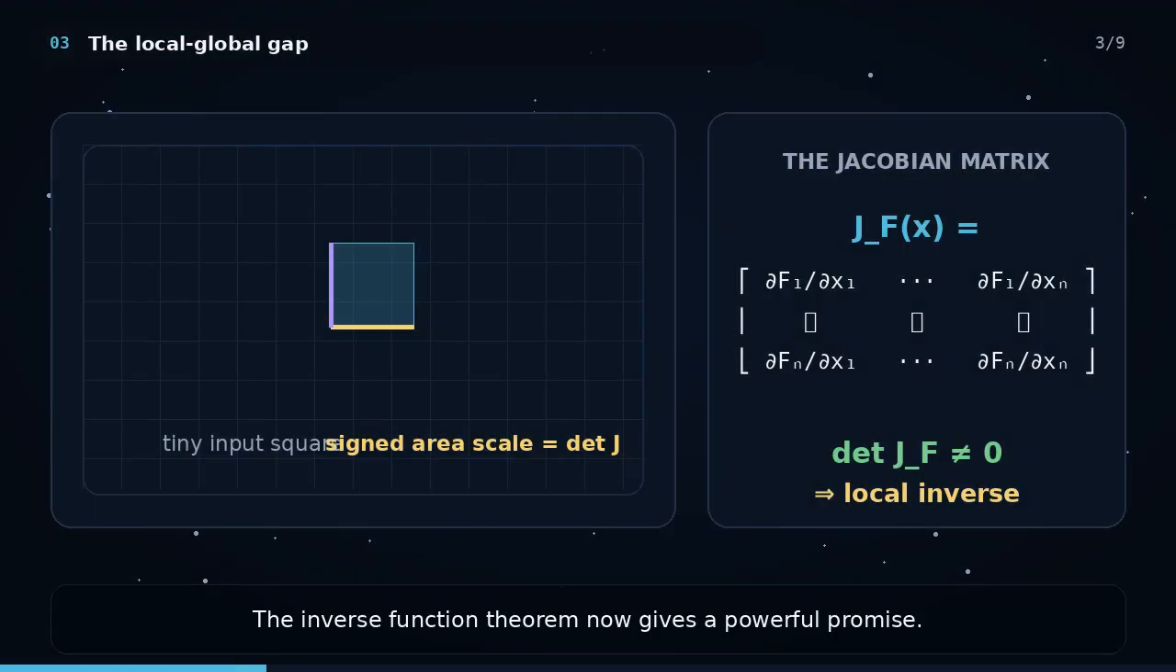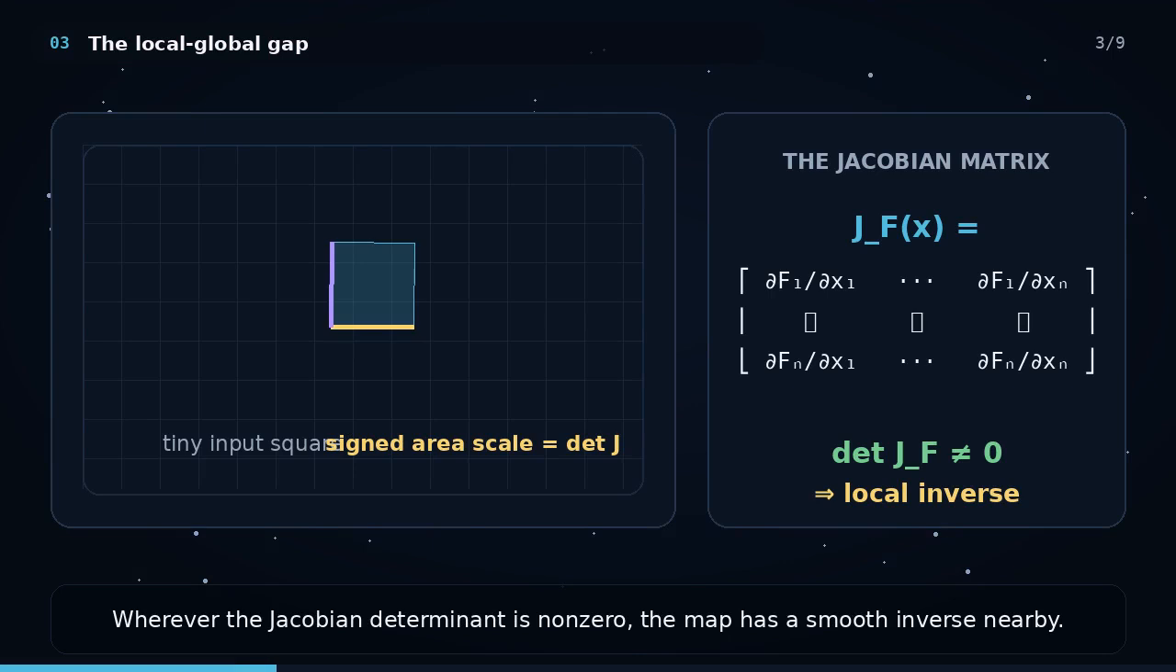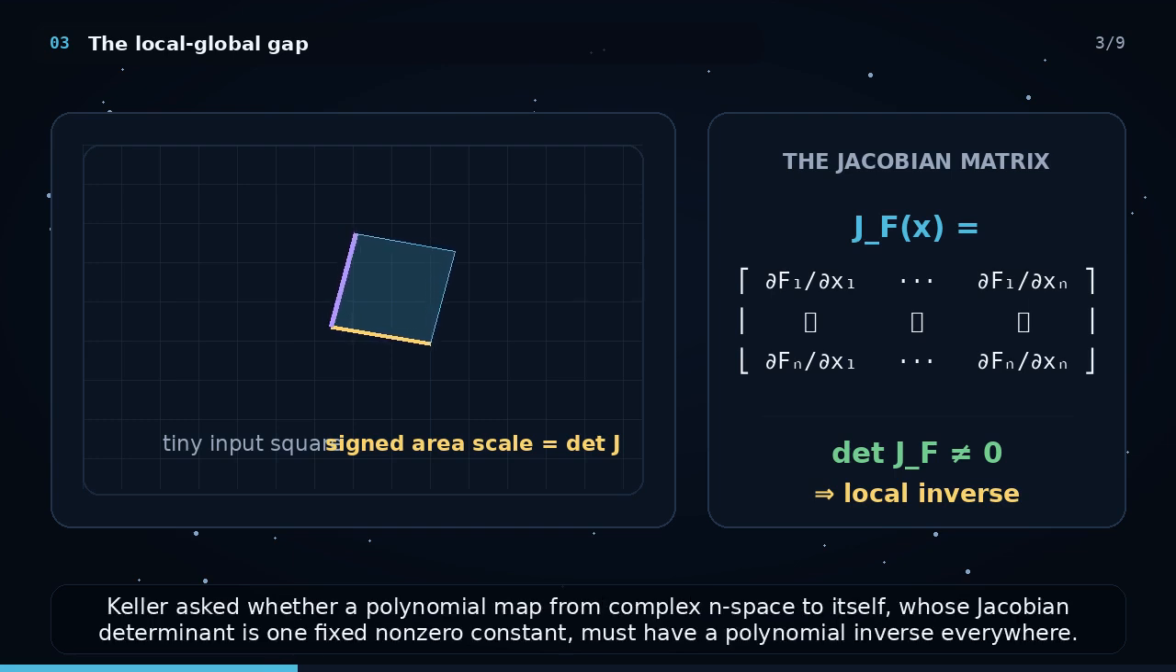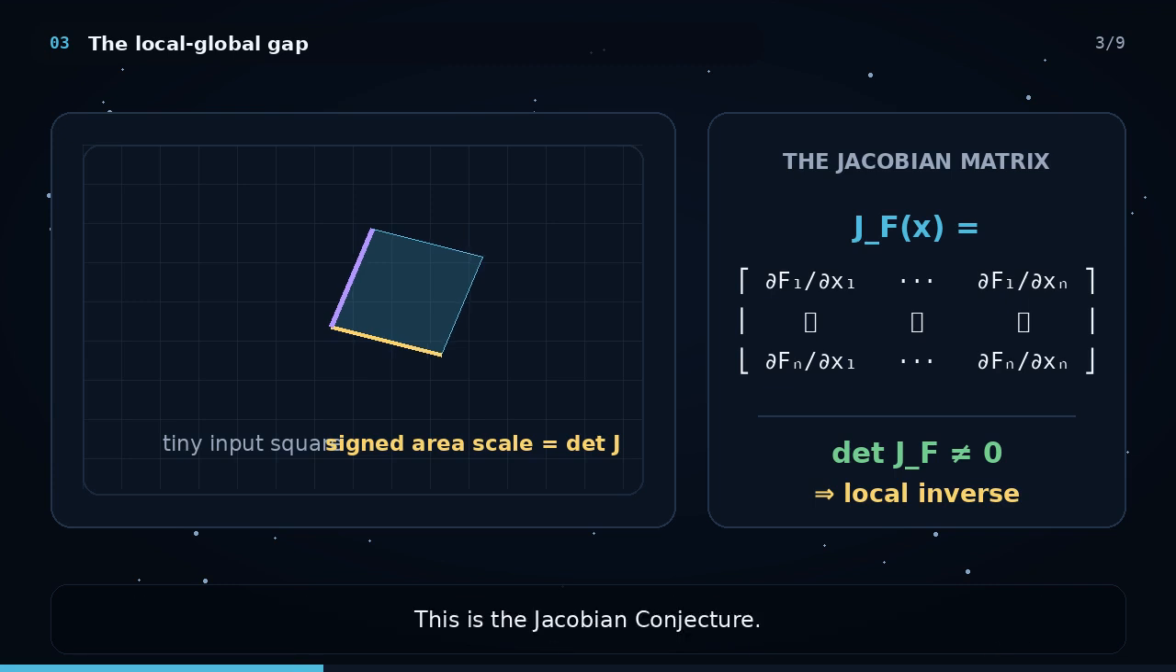The inverse function theorem now gives a powerful promise. Wherever the Jacobian determinant is non-zero, the map has a smooth inverse nearby. Zoom in far enough, and everything looks reversible. Keller asked whether a polynomial map from complex n-space to itself, whose Jacobian determinant is one fixed non-zero constant, must have a polynomial inverse everywhere. This is the Jacobian conjecture.